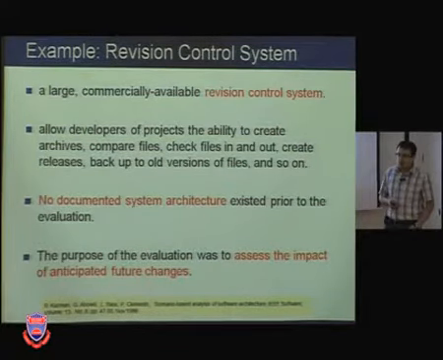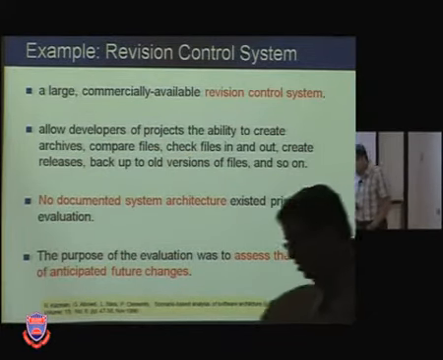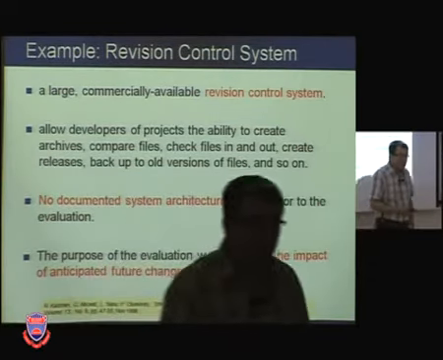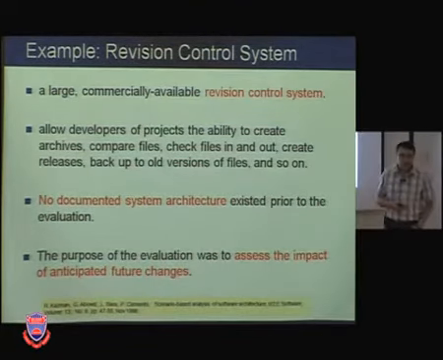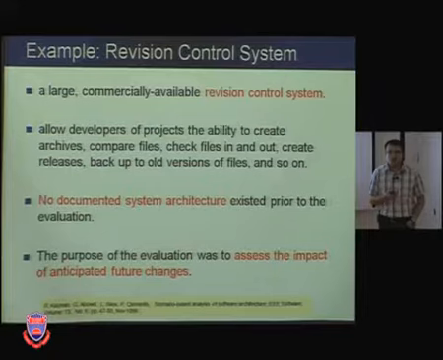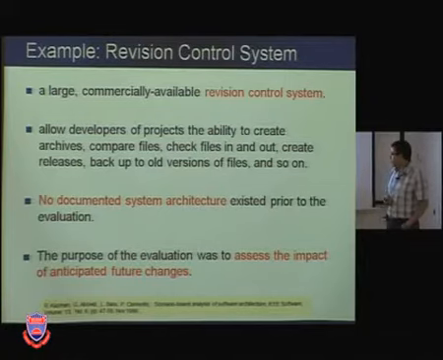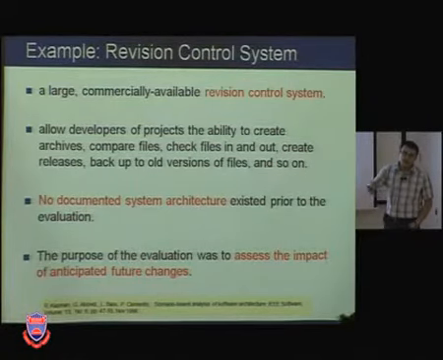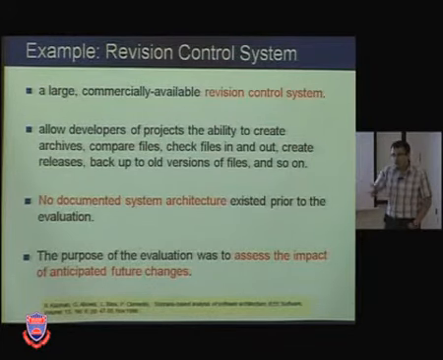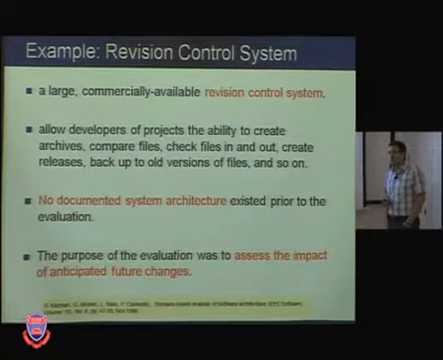That could sound strange, but this we can see also now and then in organizations. They have some software, but no architecture yet. Of course, no architectural description. We said every system has an architecture, okay, whether it's explicit or not. The purpose in this particular case was to evaluate whether they should go on with the existing system, whether it's stable enough with respect to the oncoming future requirements. Okay. So they want to assess the impact of anticipated future changes.